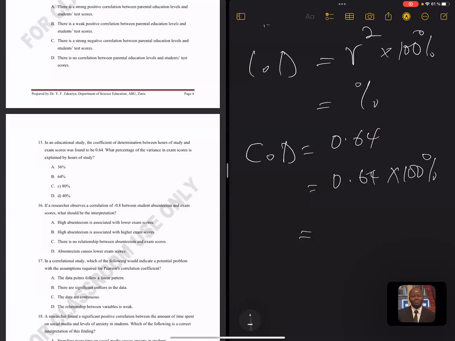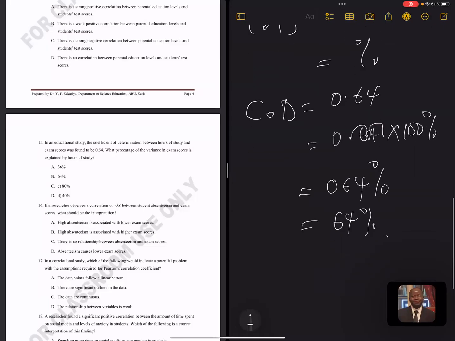In this case, we have 2 zeros, okay? So I will just shift the point forward 2 times, 1, 2. So therefore, the point that was initially after 0 is now after 4. So this is equal to 64%, all right? Okay, so the answer is 64%.